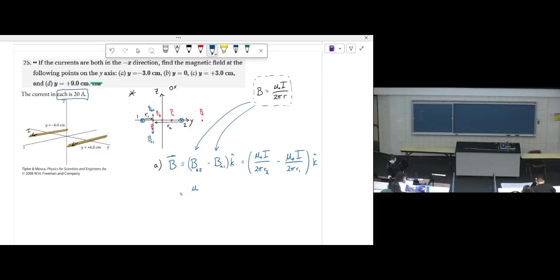So that means mu naught is a constant, I can pull that out. They have the same current, I is 20 amps, we can pull that out. 2 pi is a constant, we can pull that out. So we're just left with 1 over R2 minus 1 over R1 K hat. And the net result is minus 8.89 times 10 to the minus 5 Tesla in K hat.